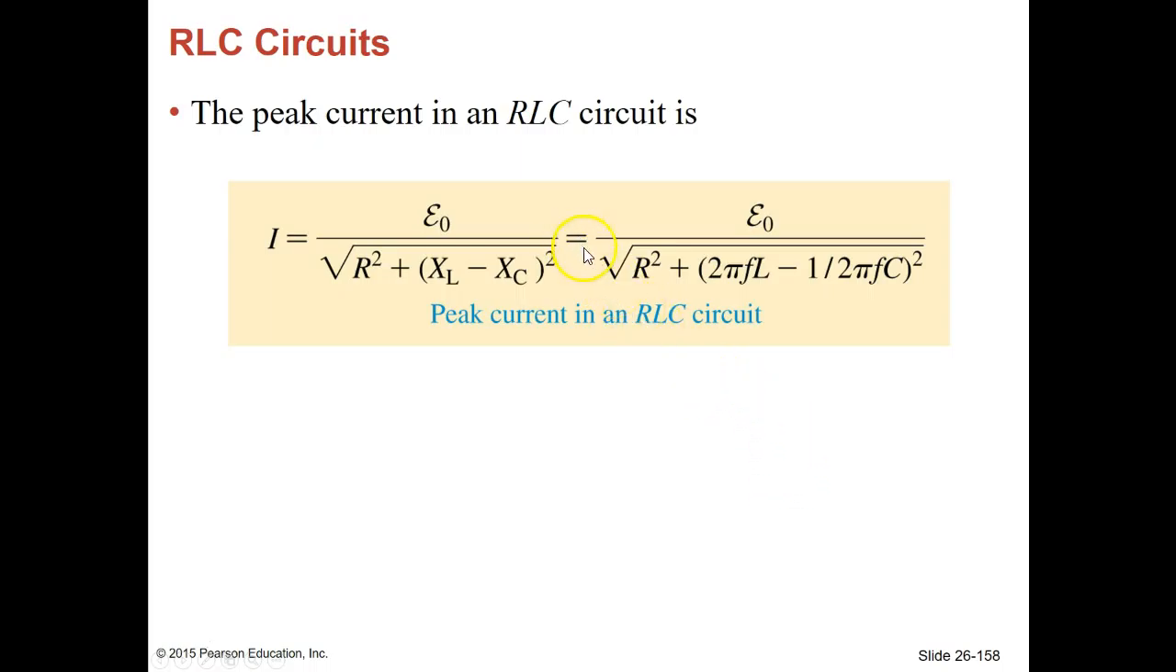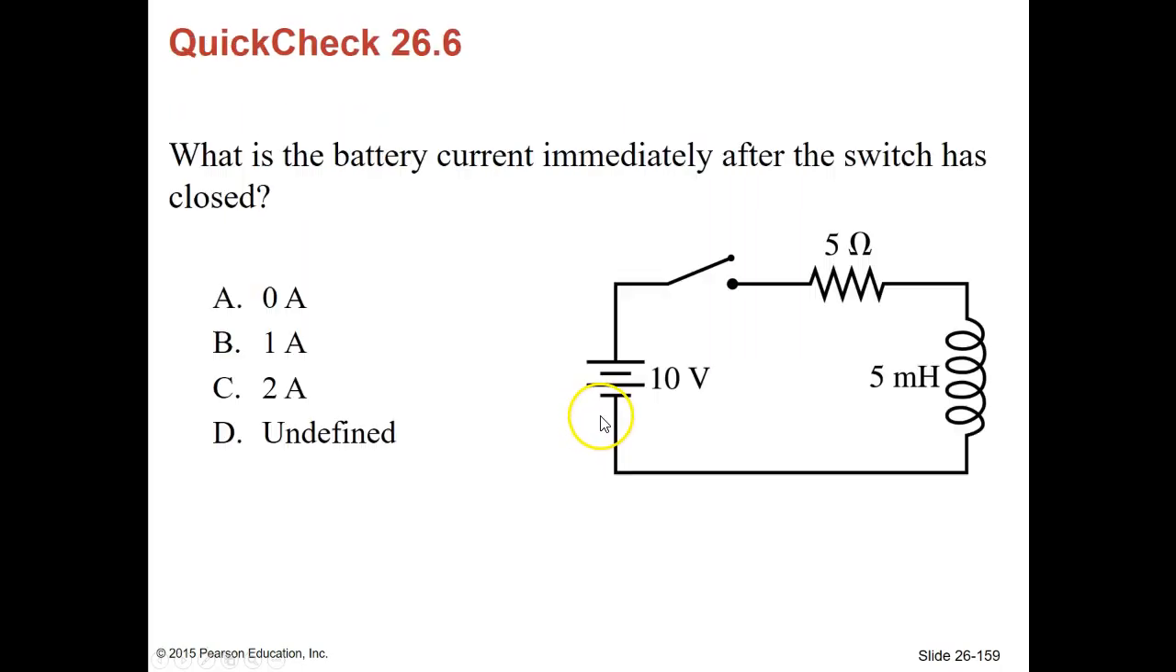The peak current then, so this is the equation. Don't let this equation freak you out. It's not that bad. This is the EMF. Here's our resistance, and then these are our reactances: the reactance for the inductor and then the reactance for the capacitor. So you're basically just going to plug and chug in order to get that peak current.